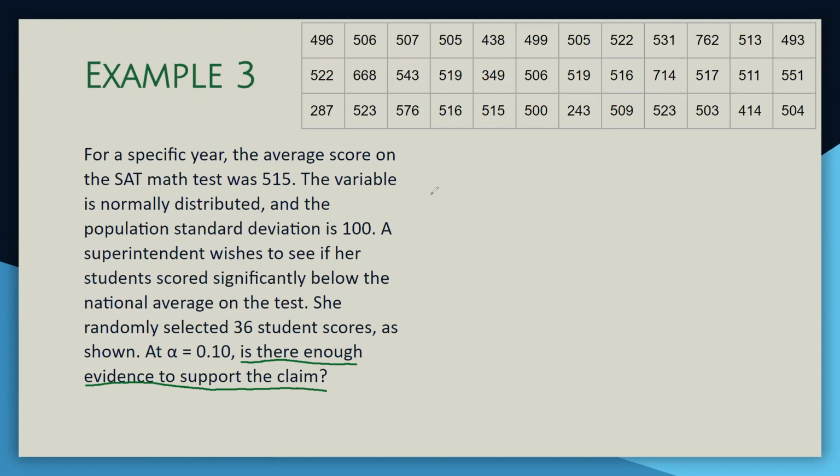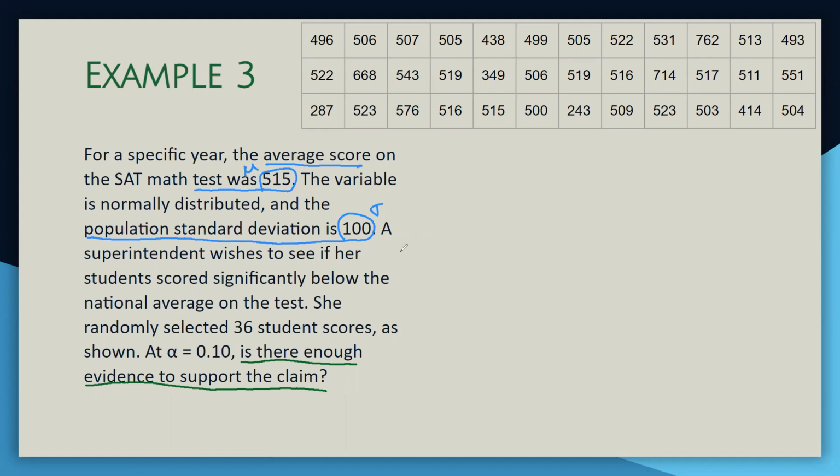Once I know it's a hypothesis test, I start picking off values. So it says average score on the SAT math test was 515. So that's a statement about a population value. That's our mu. I said average, I know it's a mean. So this is a test for a mean. It says the variable is normally distributed, which makes us happy. And the population standard deviation is 100. That's a sigma. So a claim about a mean, given the population standard deviation, I know I'm doing a z test.